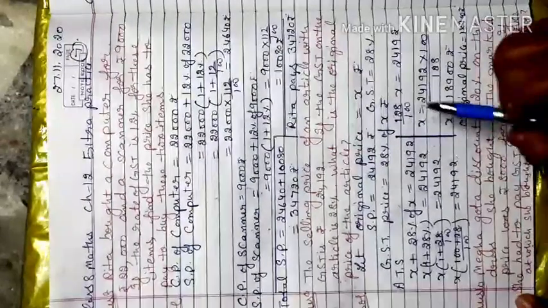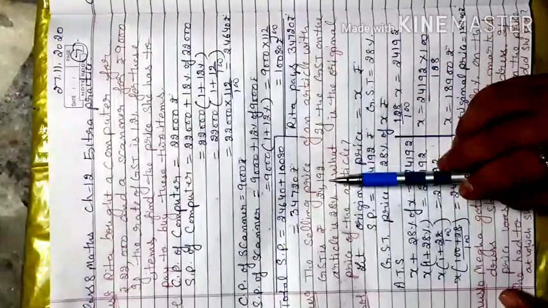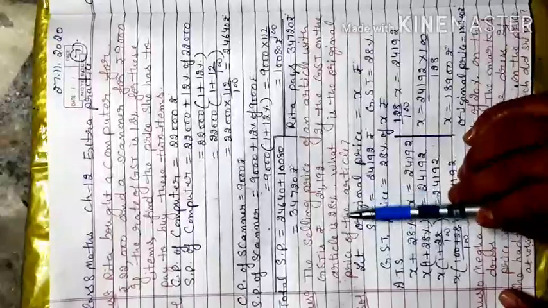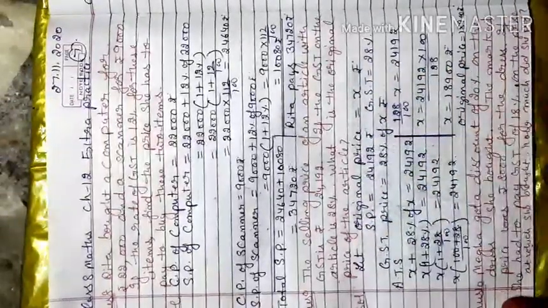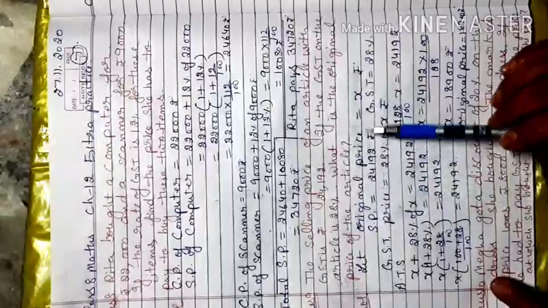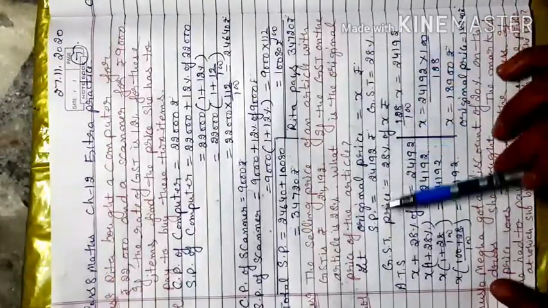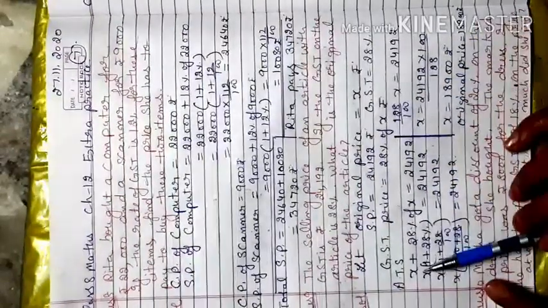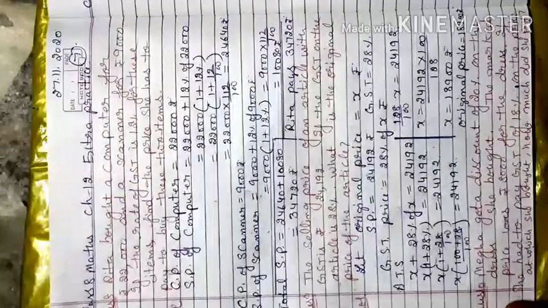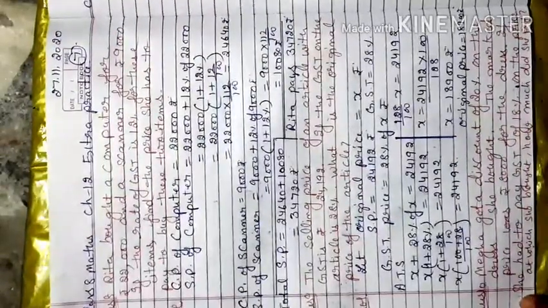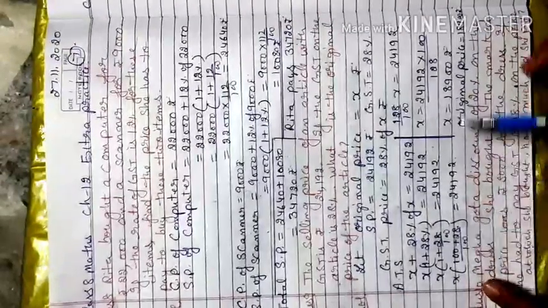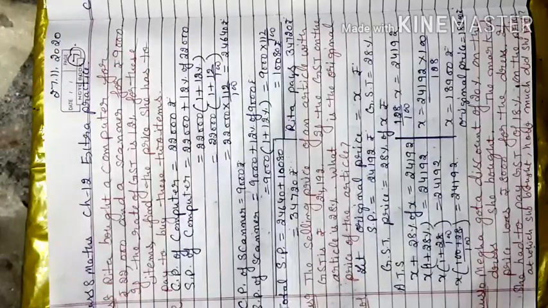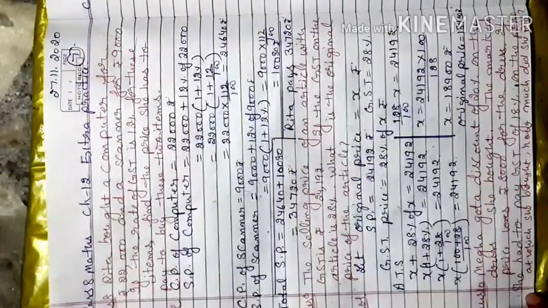Next is the selling price of an article with GST. GST is included in that, so that is 24,192. If the GST on the article is 28%, what is the original price of the article? So we consider the original price is X, GST 28%, selling price is 24,192 including GST. Then according to the statement, X plus 28% of X is 24,192. When you take X common, then you calculate your X value as 18,900 rupees. That is the original price of the article without GST.